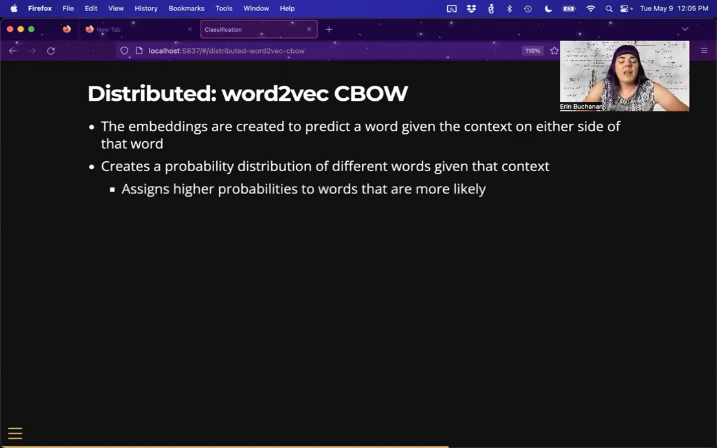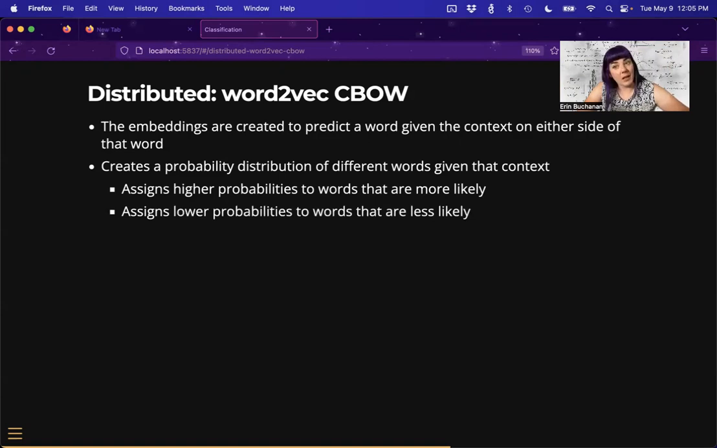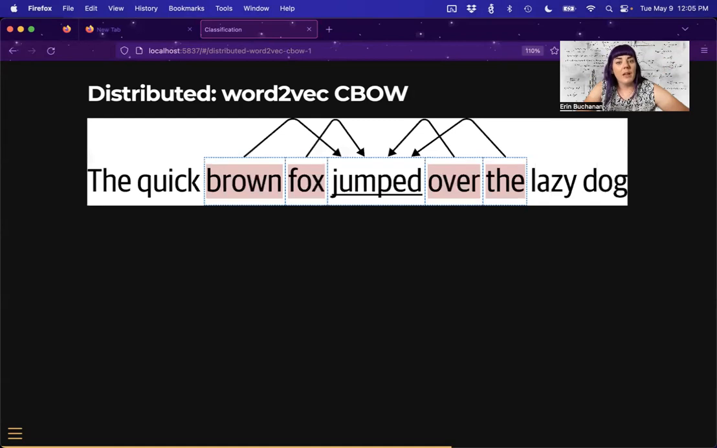Okay. And then it assigns a higher probability to words that have been seen in those contexts before and are more likely, and assigns lower probabilities to words that are less likely. So let's look here. Let's say we're trying to predict the word jumped. Our word window here is brown fox. The word jumped is what we're trying to predict over the.